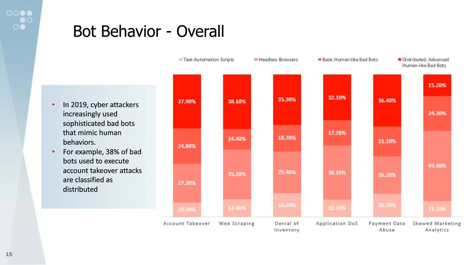As we saw in the previous example, they can rotate the user agent, the IP address, and even the device fingerprint. For example, 38% of the bad bots that are used in account takeover attacks are classified as such, as distributed bots.